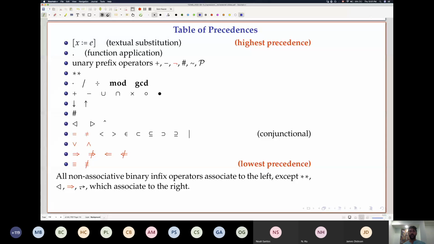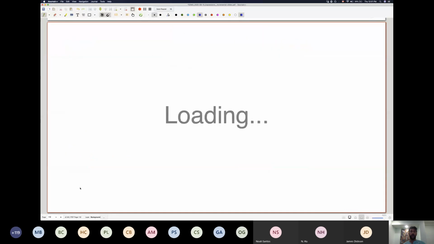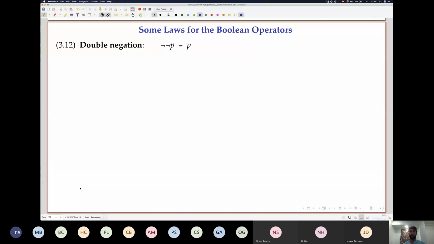So again, there's the conjunctional ones and the disjunctional ones, and these ones at the very bottom have lower precedence. Right. So in particular, you're going to see a lot of formulae that have an equivalence, or triple line equals, right in the middle, because it's the least precedence, and so you don't have to worry about parenthesization unless you're working with inequivalence at the same time. So, for example, this expression, because equivalence has the least precedence, we read it as not p.